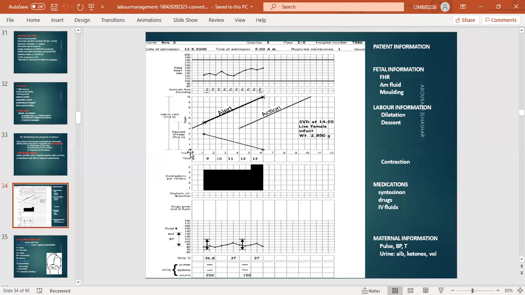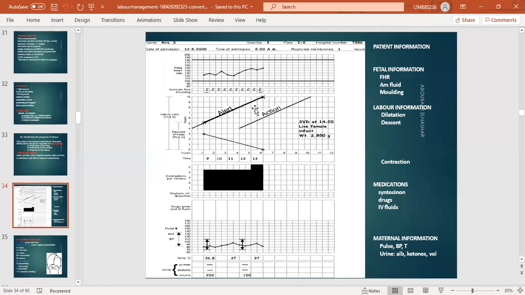This is a 0 and this is a 10 centimeter, and this graph shows the dilatation of the cervix, and that horizontal line shows us the time in hours. At 0 hours, what was the dilatation? That is 4 centimeter, and then after 6 hours the cervix is fully dilated.